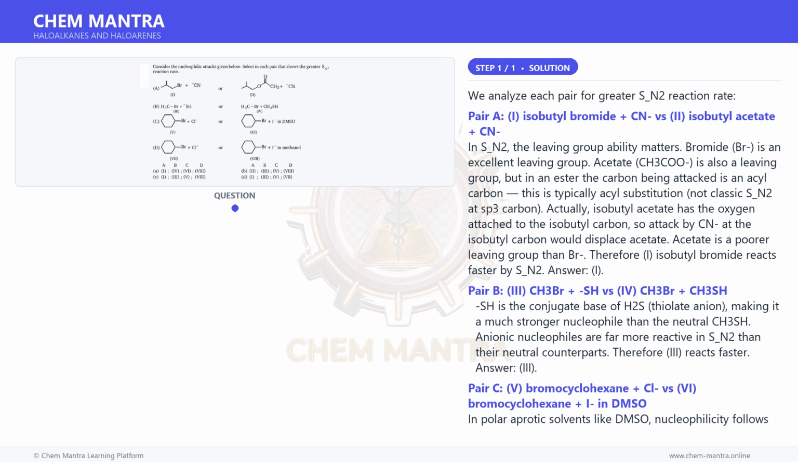Pair D, 7, bromocyclohexane plus Cl- versus 8, bromocyclohexane plus I- in methanol. In methanol, a polar protic solvent, I- is a better nucleophile than Cl- because protic solvents solvate smaller anions, Cl- more strongly, reducing their nucleophilicity. I- is larger, less solvated, and more polarizable, so I- in methanol is a better nucleophile than Cl- in methanol. Therefore, 8, bromocyclohexane plus I- in methanol, is faster.